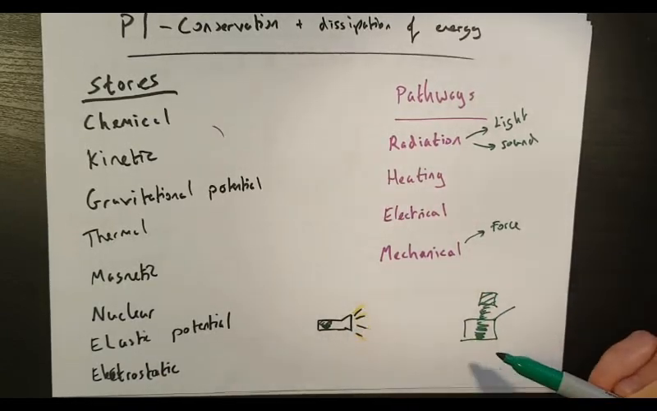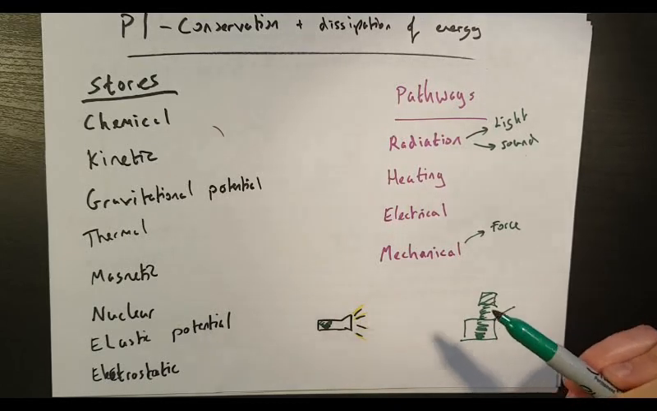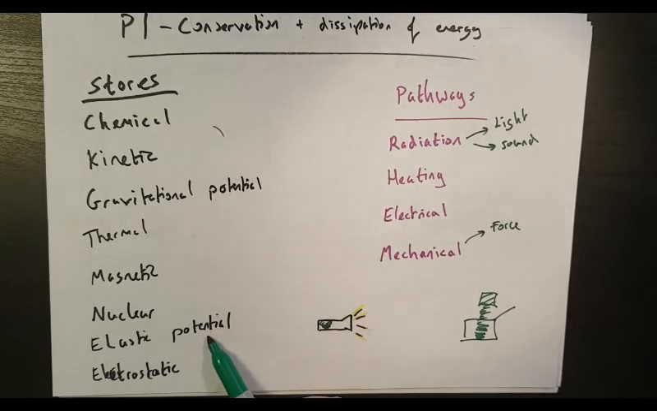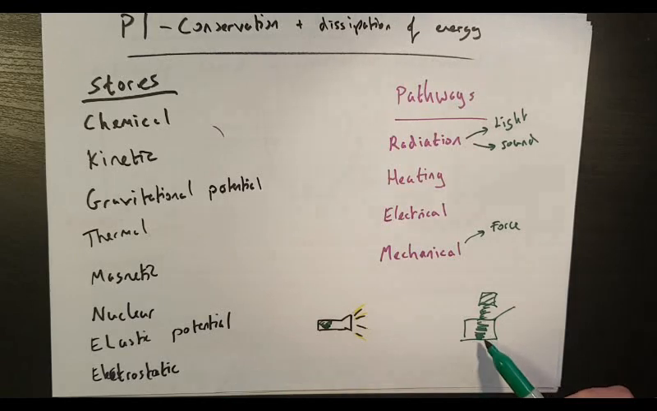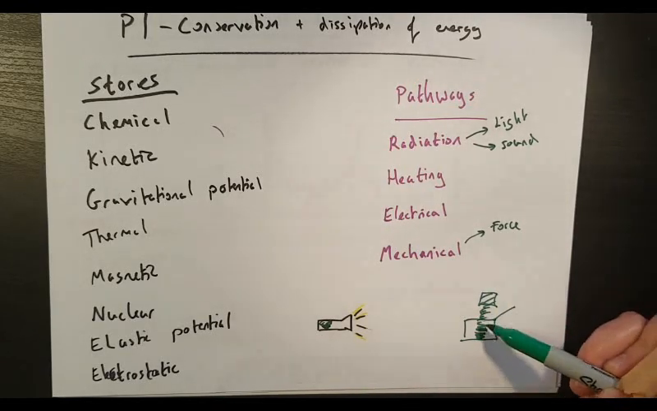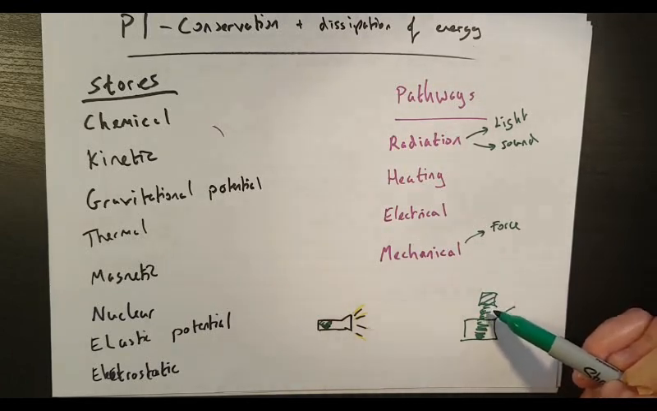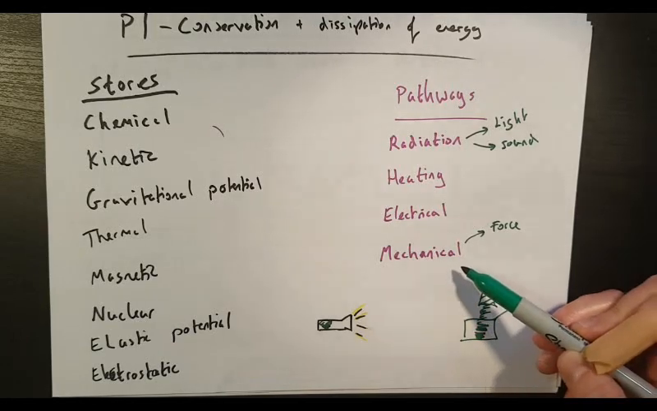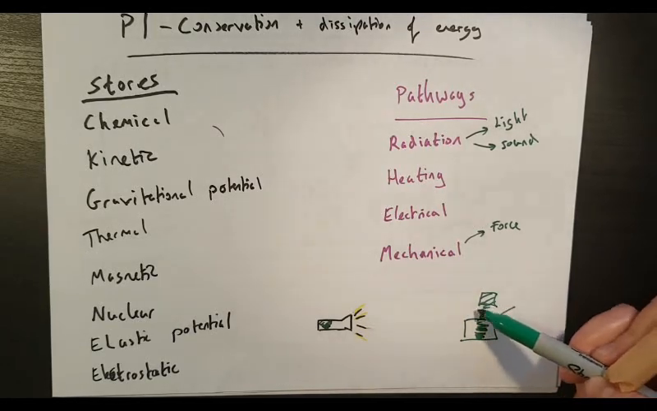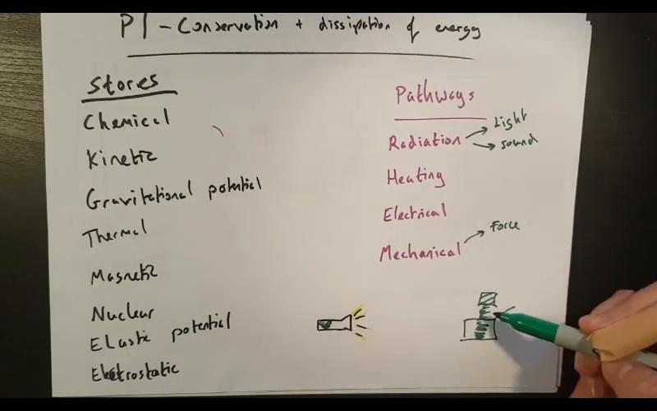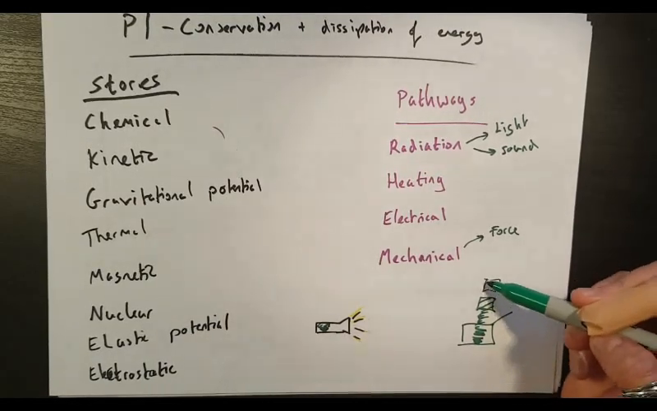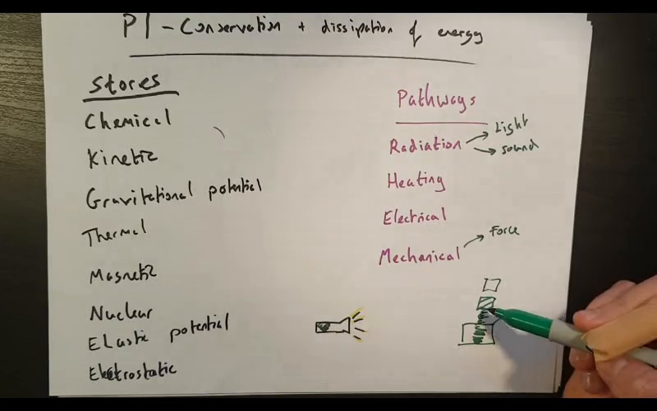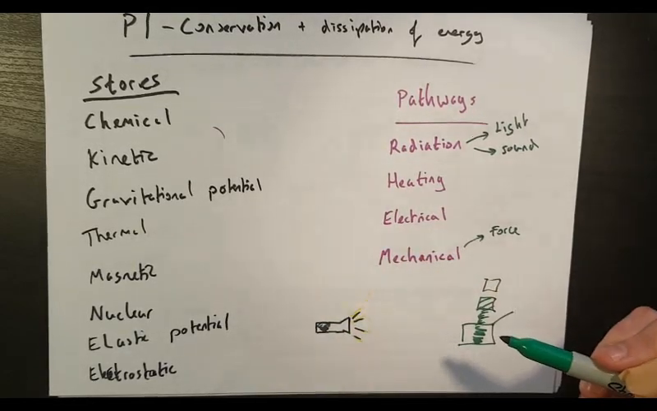Another example could be a wind-up toy or a jack-in-the-box or something like that, where maybe you've got some elastic potential energy. So you've got elastic potential energy stored in the compressed spring. As that compressed spring moves, it exerts a force once it's released onto the toy. Well, that would be via the mechanical pathway. And then the toy would have a kinetic store, or say you were talking about when the toy got to the top and then stopped, that would be a gravitational potential.